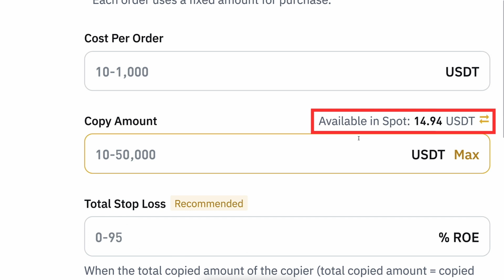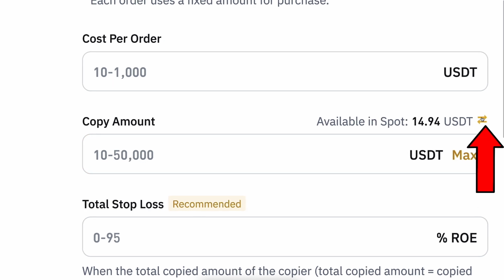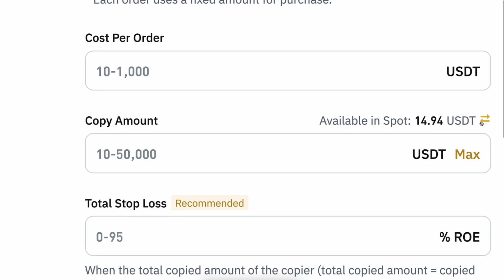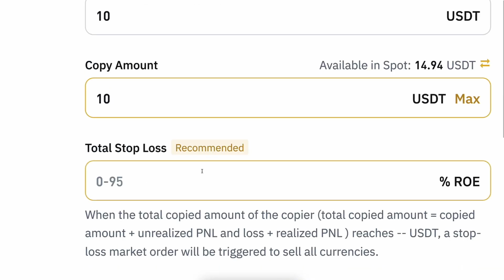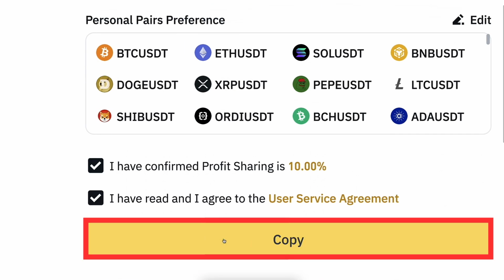If you don't have any money available in your spot account, you can simply click this button right here and then you transfer some USDT to your account. Let me just show this with minimum amount examples. You can put here 10, then you can put here 10, then this one you can leave empty. You can scroll down, tap the boxes and click here copy. That's how easy it is to get started.